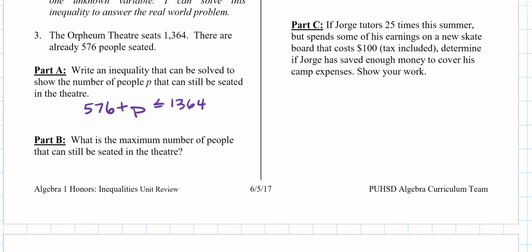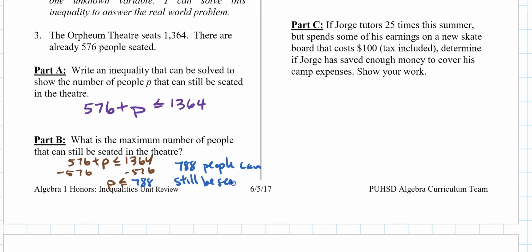Part B now says solve that. So if I have 576 plus P is less than or equal to 1,364, and I subtract the 576, P has to be less than or equal to 1,364 minus 576, and that gives me 788. Since it's a word problem, we need to write out in words what that means. That means 788 people can still be seated.